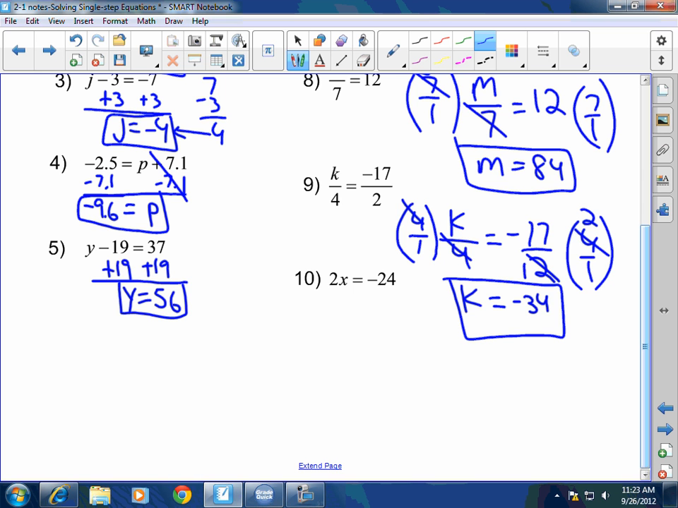What is the relation between the 2 and the x here? Multiplication. How do you cancel out multiplication? Division. So I'm going to divide both sides by 2. 2 divided by 2 is 1. I'm left with an x, and that equals negative 24 divided by 2, which is negative 12.